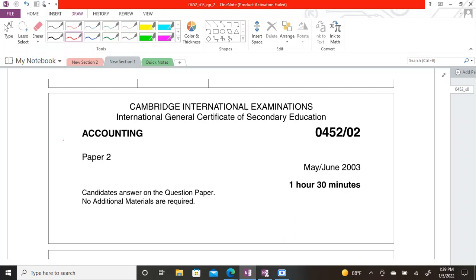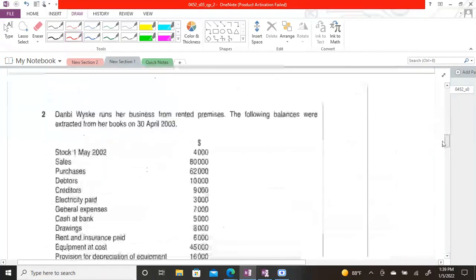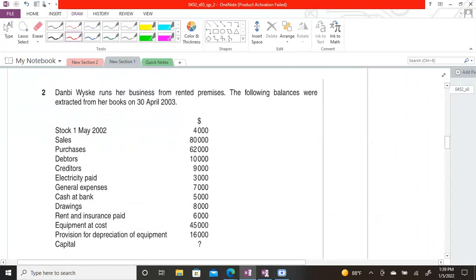Another past paper question. Subject is accounting. Paper code is 0452/2 and topic is a trial balance. So let's see the question. Question number 2. A sole trader runs her business from rented premises. The following balances were extracted from her books on 30th April 2003.